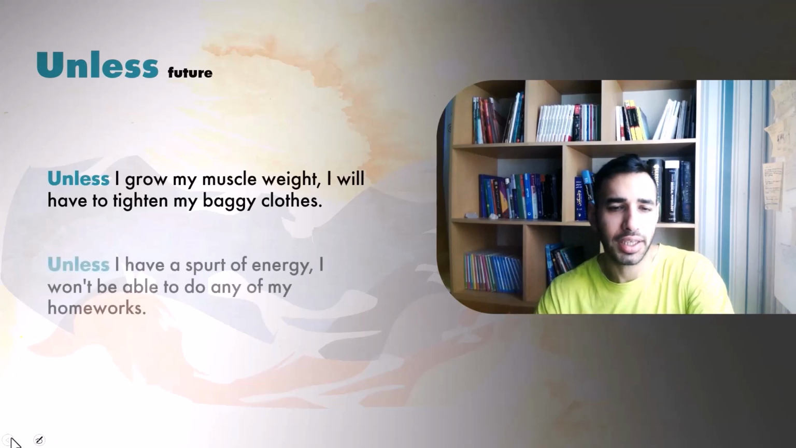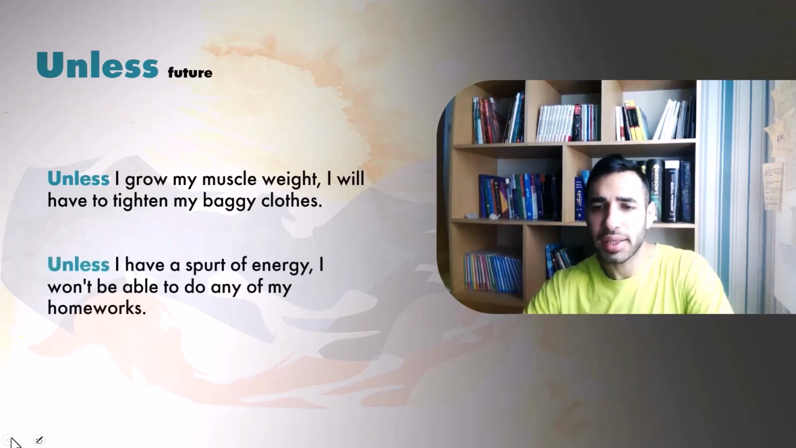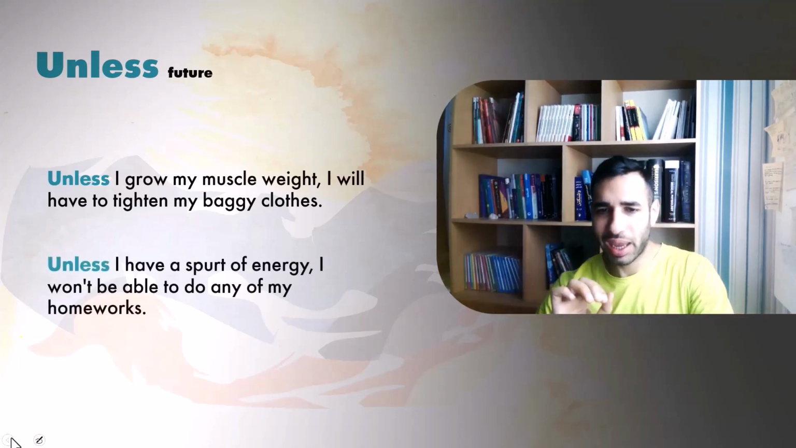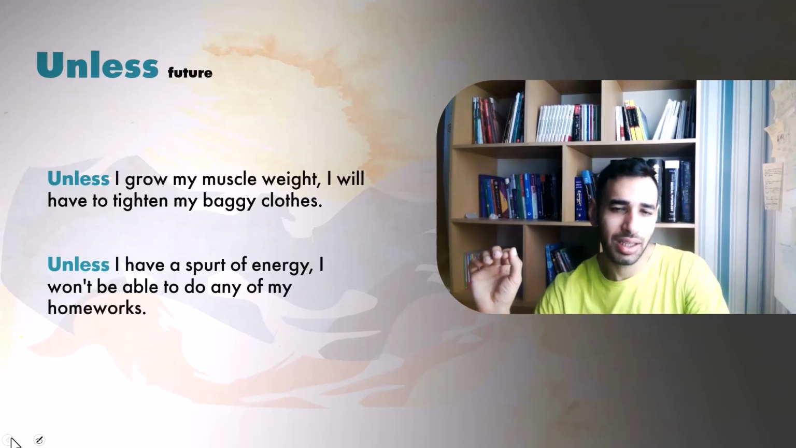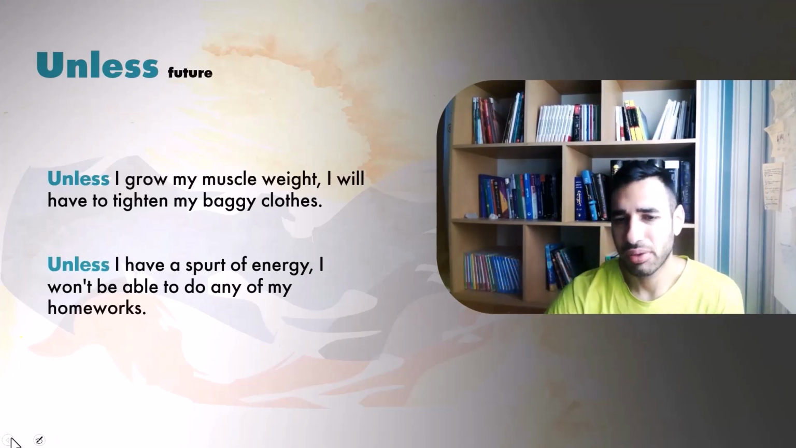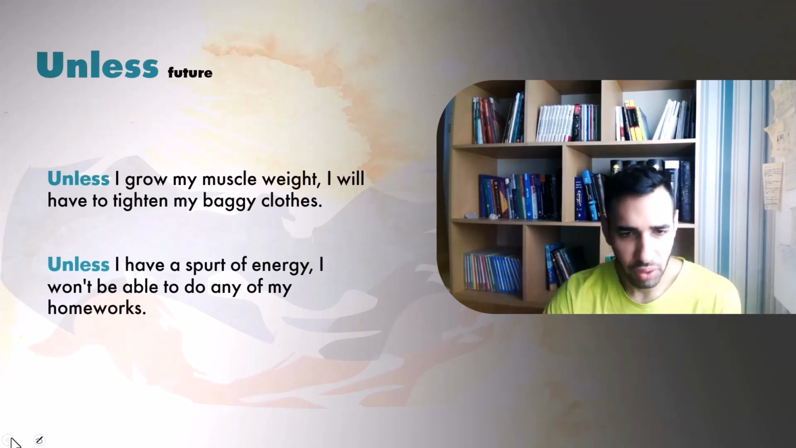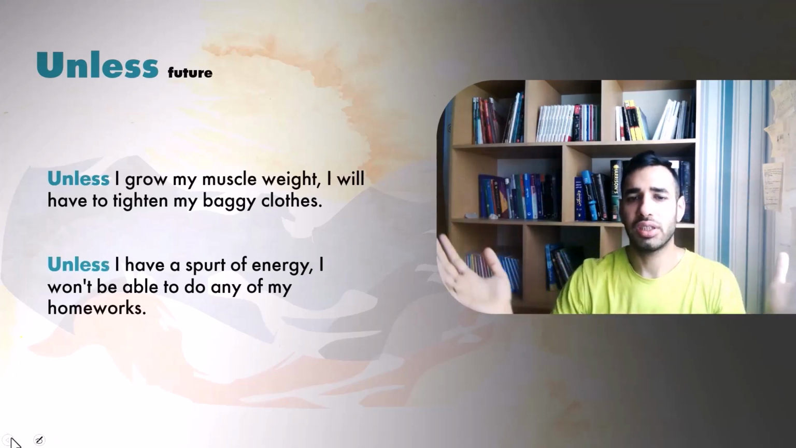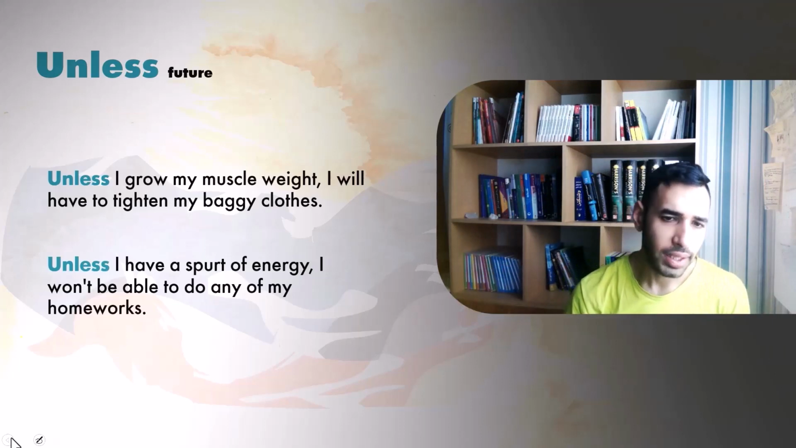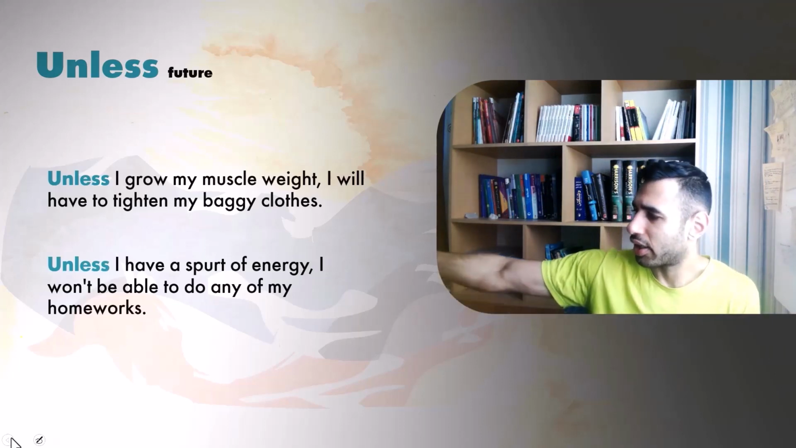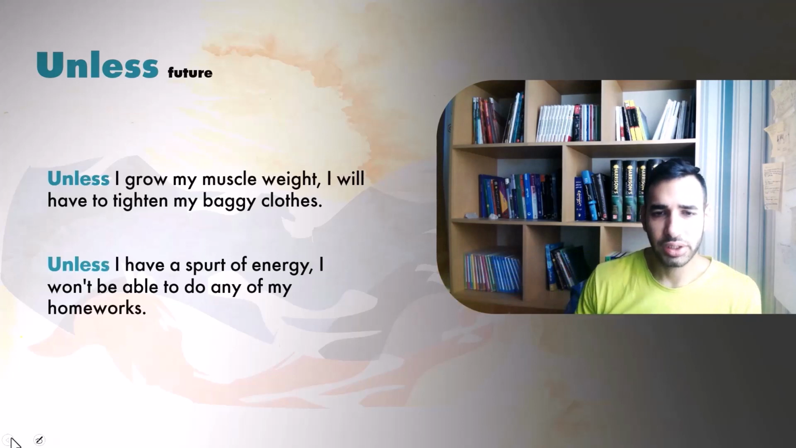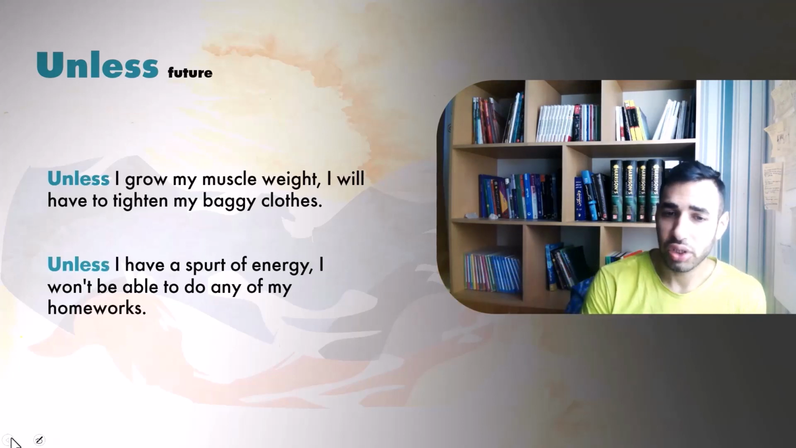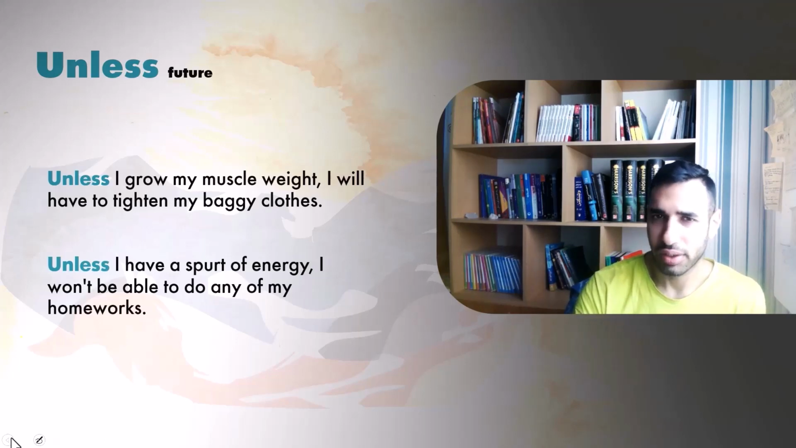with unless. Next one. Unless I have a spurt of energy, I won't be able to do any of my homework. So I need to have a spurt of energy, and this is a condition that is referring to future. I want to do my homework and I need a spurt of energy. I need a lot of energy to do that. If I don't have that, I'm not going to do my homework. So unless I have a spurt of energy, and I don't use will when I'm talking about something that is going to happen in the future.